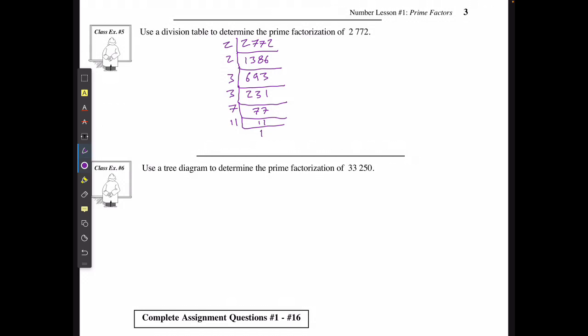So I'm going to state that 2,772 is the same as 2 times 2 times 3 times 3 times 7 times 11. I could also say that 2,772 is equal to 2 to the power of 2 times 3 to the power of 2 times 7 times 11.